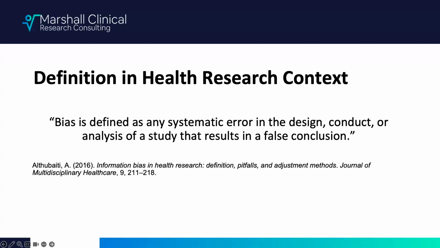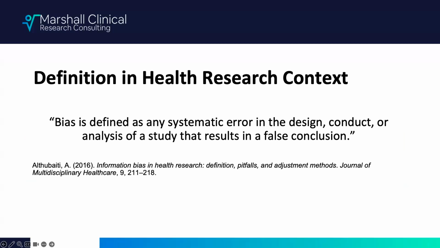And I have another definition that's, I think, a little more clear. So this research paper defined bias as any systematic error in design, conduct, or analysis of a study that results in a false conclusion. So it's a systematic error, which is not a random error. It's something that happened in the design, conduct, or analysis that leads to an incorrect estimate of the effect or exposure from an intervention on a particular outcome.